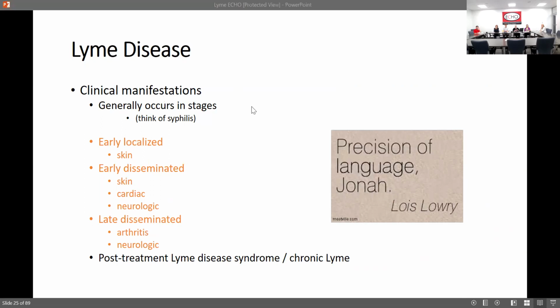Think of syphilis. We have the early localized rash, early disseminated disease, which we'll go over, and then you can have late manifestations of it. And then I want to get on to what post-treatment Lyme syndrome is. And by the way, it is something. It genuinely is. So you're not going to hear a naysayer here, but I'm going to give you an educated opinion of what it might be.